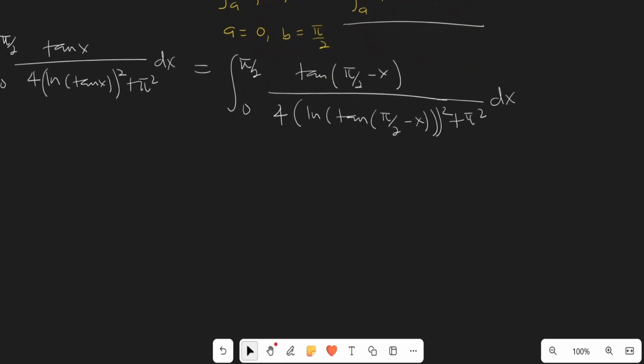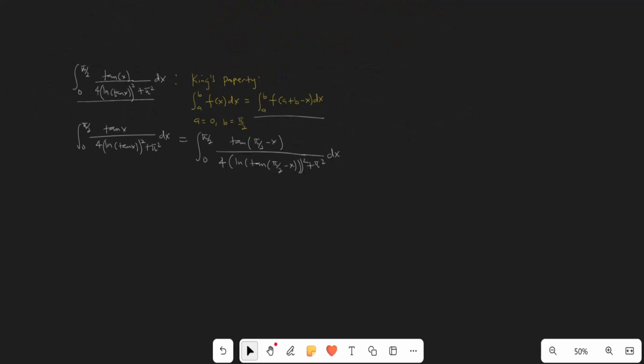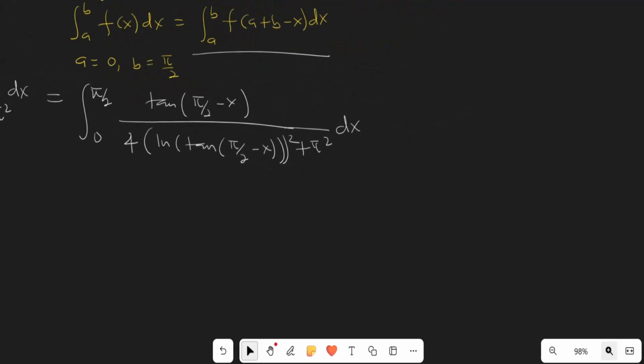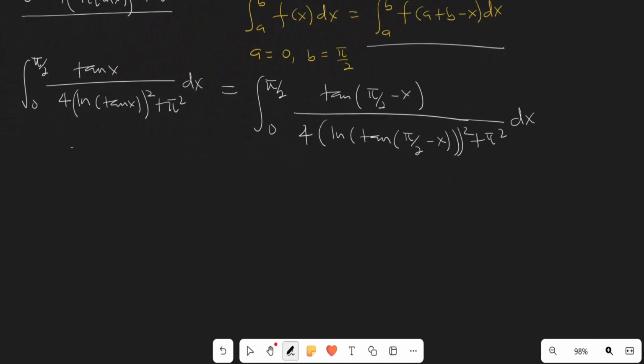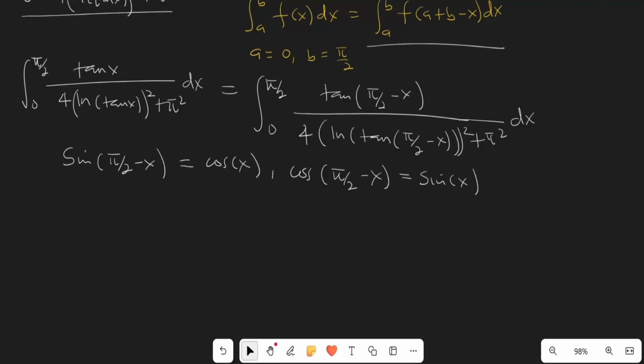So let's look at pi over 2 minus x. Tan of that, tan is sine over cosine. So we have sine of pi over 2 minus x. Sine of pi over 2 minus x is cosine of x. That is using the co-function identity. Cosine of pi over 2 minus x is equal to sine of x.